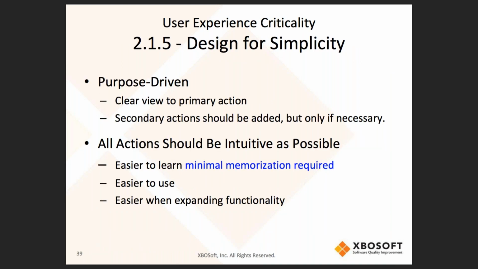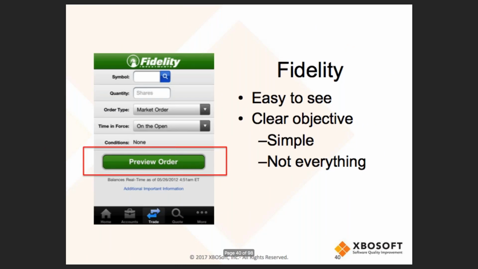Also design for simplicity. It's got to be purpose-driven. There should be a reason why something happens. Clear view to a primary action. Secondary actions should only take place if necessary. And it should be intuitive. Here's a perfect example, this Fidelity application. If you're on the screen to go place a market order, you would see how much. You can put in the information, and it's very clear where you have to press to go next. Preview order.